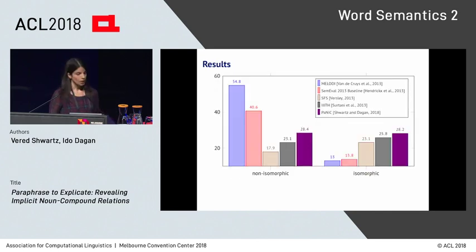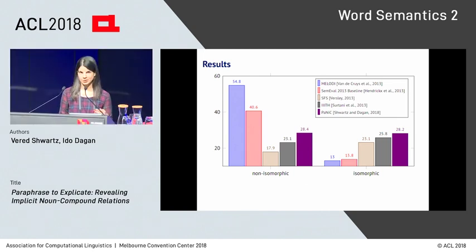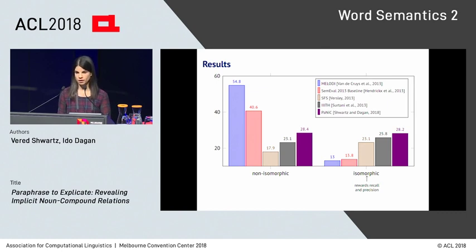So the SemEval task provided an evaluation script. It's not some kind of a standard evaluation metric. And they have two evaluation settings, isomorphic and non-isomorphic. And we compare with the three SemEval participants and the baseline. So the isomorphic setting is the more challenging one. It expects the system to produce as many of the paraphrases as possible and pretty much in the same order. So essentially, it rewards both recall and precision. And in this setting, we outperform all the baselines.